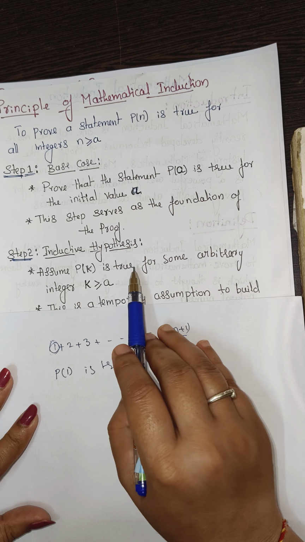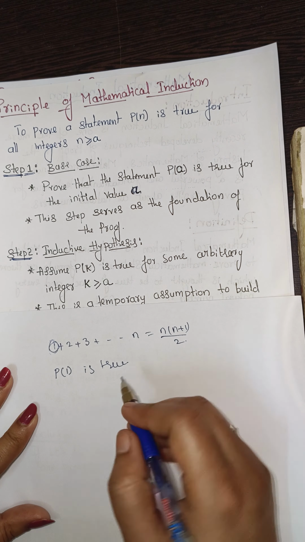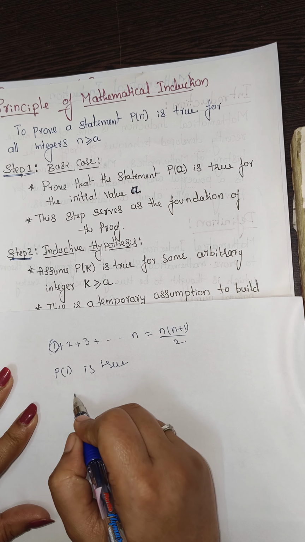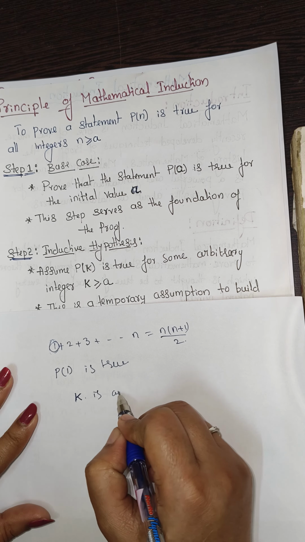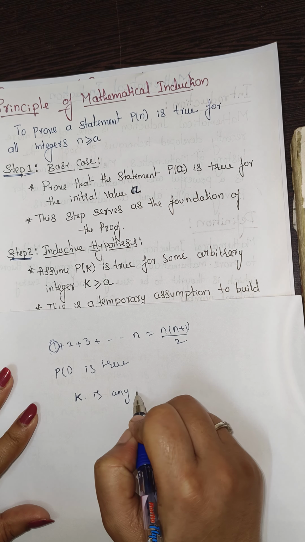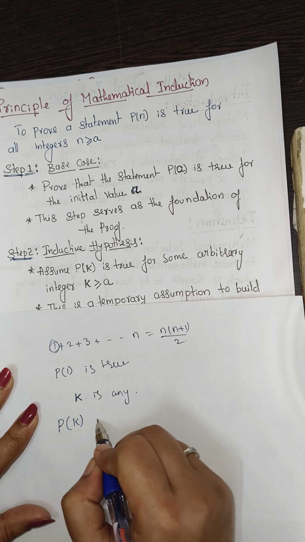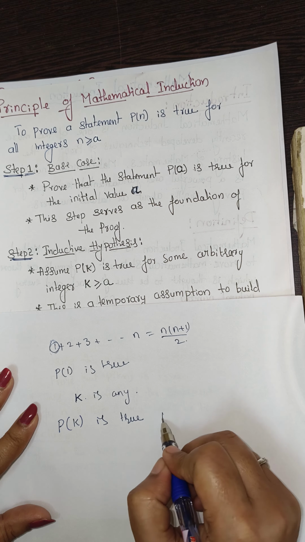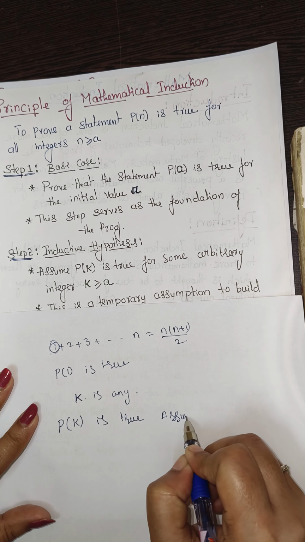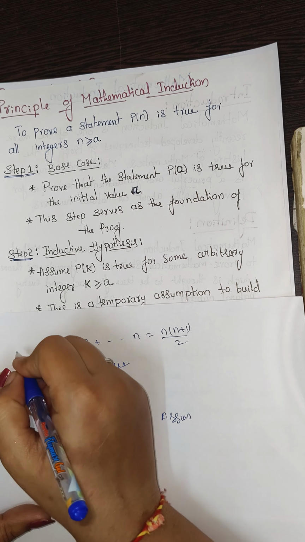Assume P of k is true for some arbitrary integer k. You have to take any one integer randomly. That is, you have to consider k as any positive integer. The statement is true for P of k. P of k is true. We are not proving here, we are just assuming. In step 2 we are just assuming, and step 1 is the proof.